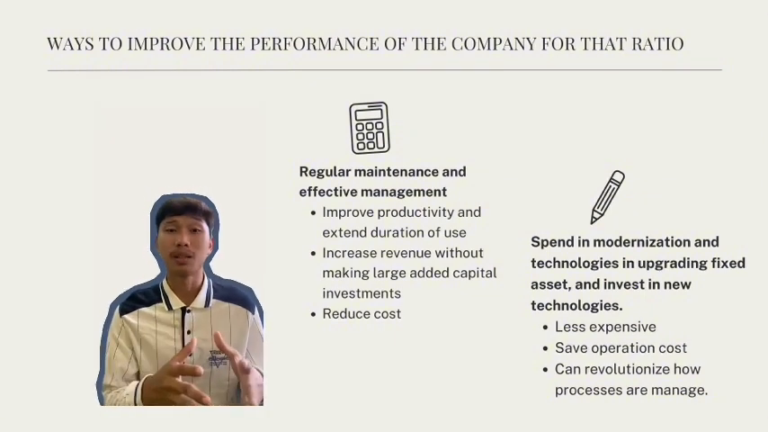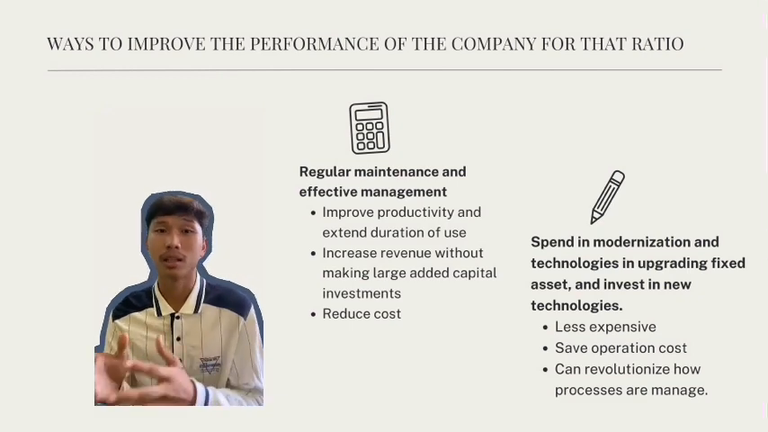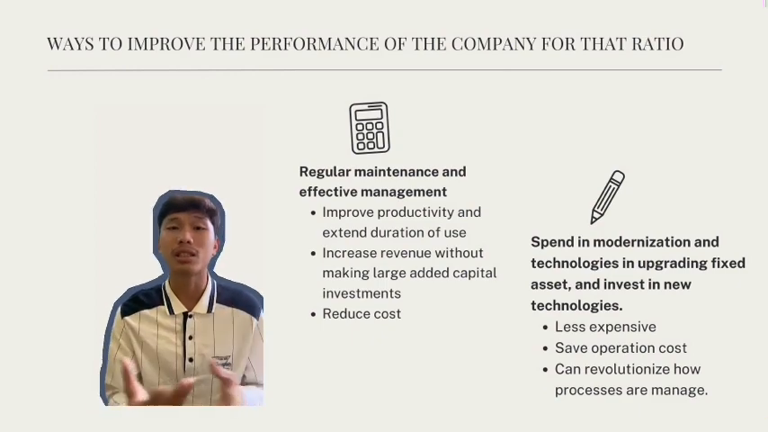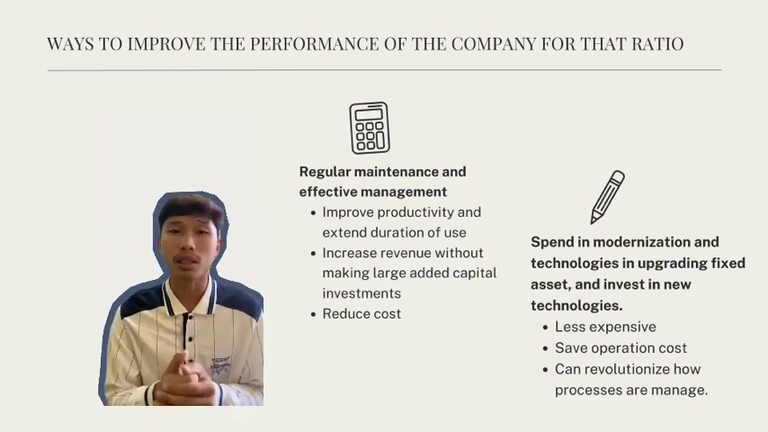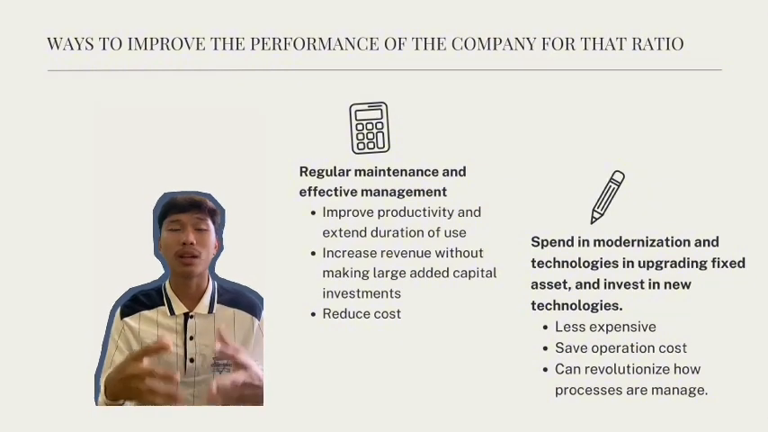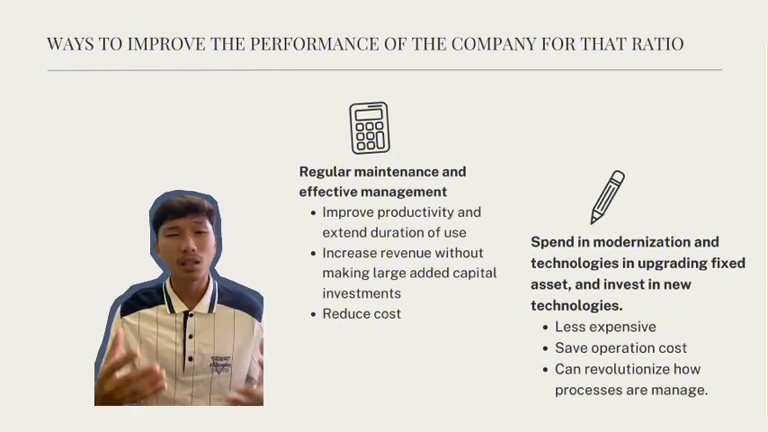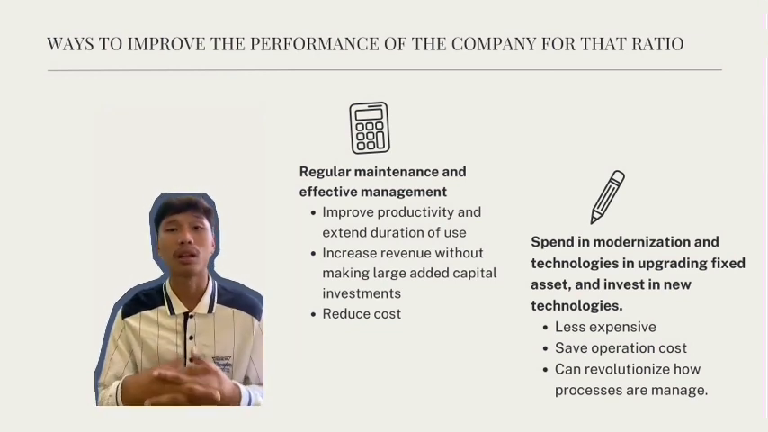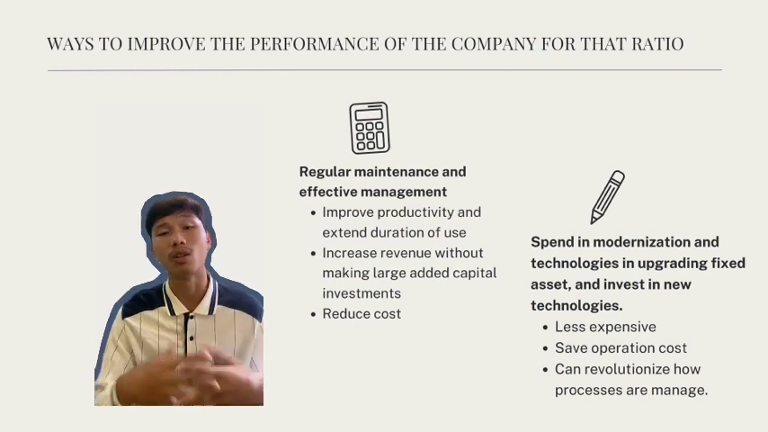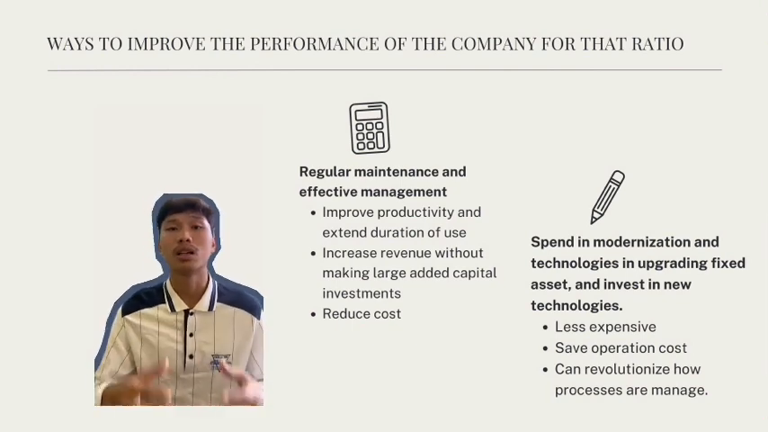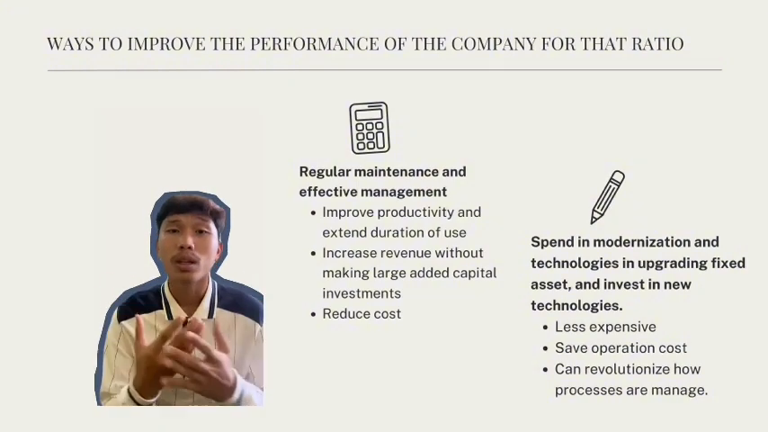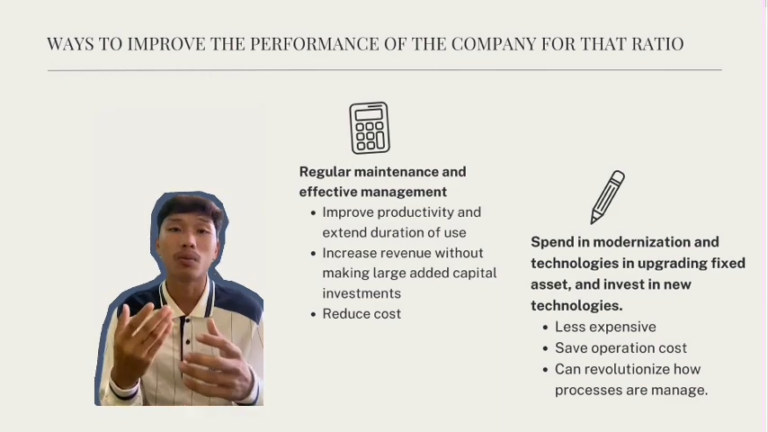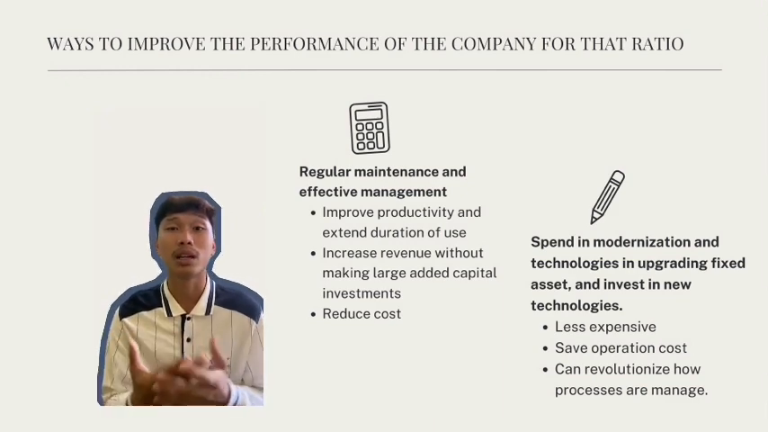The next strategy is spending on modernization and technology. Upgrading fixed assets and investing in new technology can both significantly enhance output and efficiency. In simple words, if we use better and newer things in our work, it can help us to do more and do it better. For example, if we use new machines that are cheaper to use, we can save money and make more things. We can also make our work easier and faster by using computers and robots.